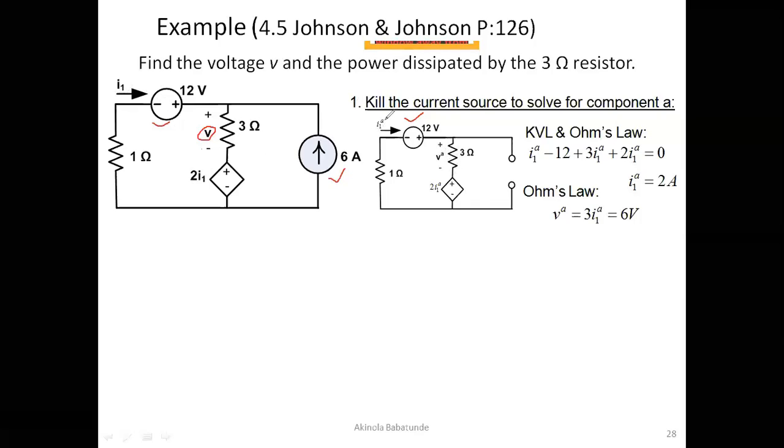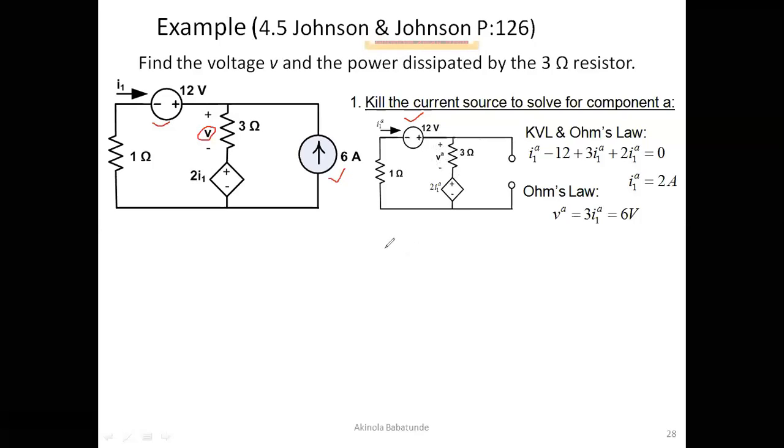I1 becomes I1A. I2 becomes I2A. In this case, we don't have I2 yet. Okay, so let's not bother ourselves with I2 yet. When we get there, I'm going to explain to you when to bother ourselves about it. Then 2I1 becomes 2I1A also, okay, because we're dealing with component A. Let us apply KVL in this particular case.